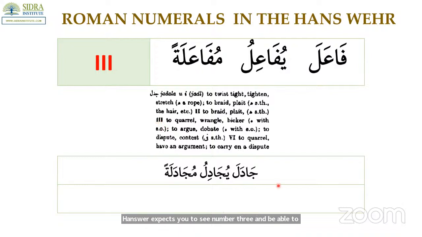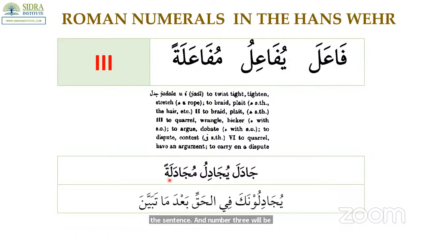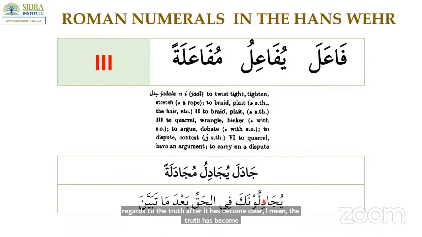And number 3 will be جادل يجادل مجادلة. Okay, and we've got an example here. يجادلونك في الحق بعدما تبين. They will quarrel with you and argue with you in regards to the truth after it has become clear. I mean, the truth has become clear. So يجادلونك, جادل يجادل. And notice it's used with a direct object here, the kaf. Okay? Everyone okay with number 3?